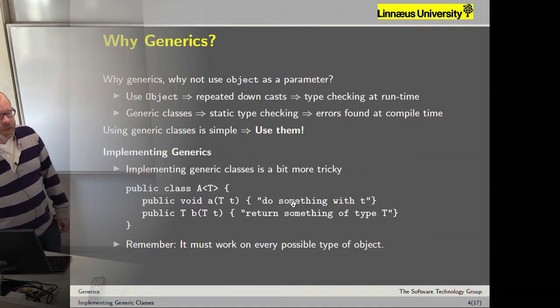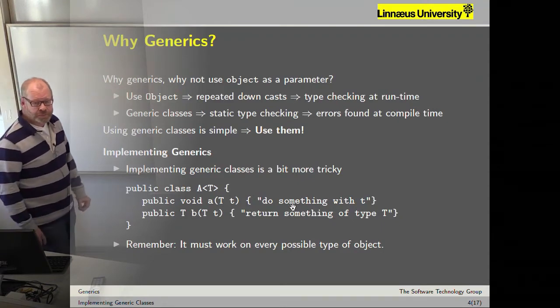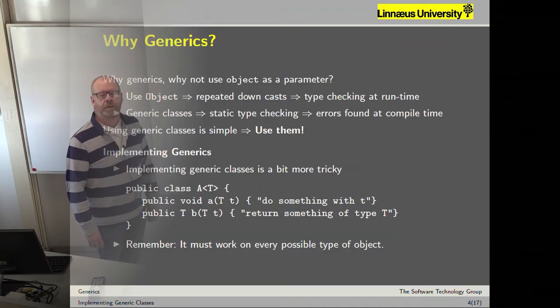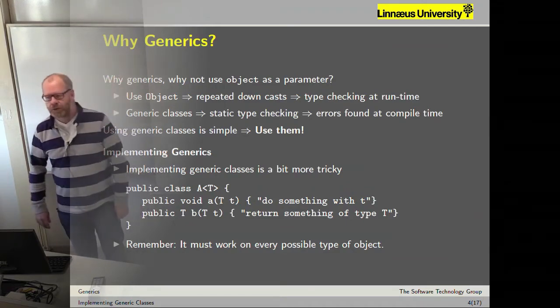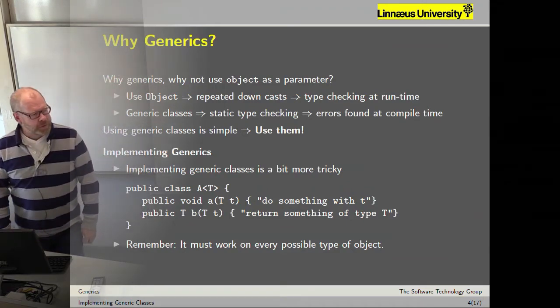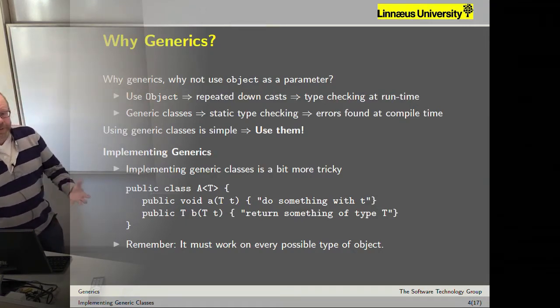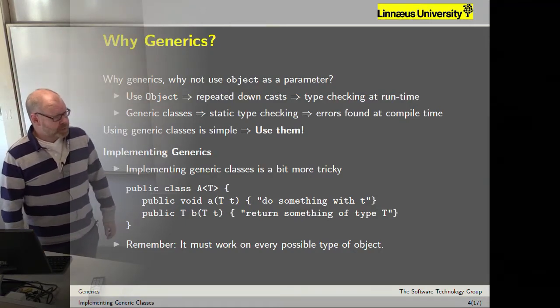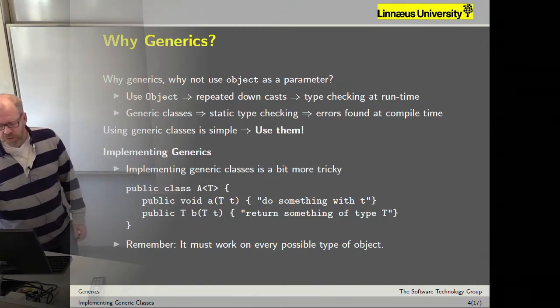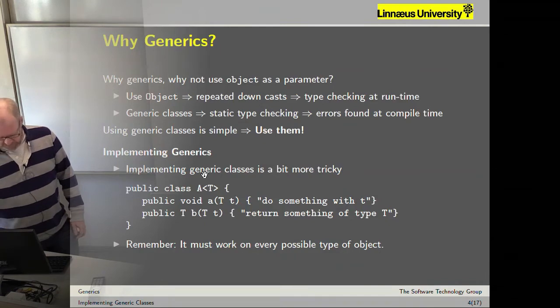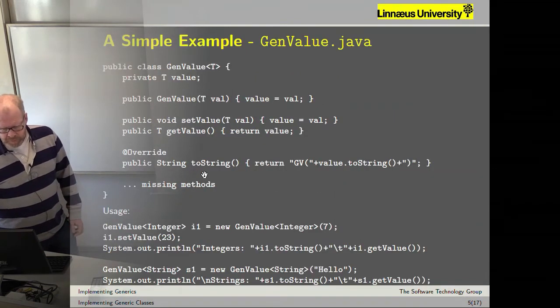What methods do we have in the object class? Equals, hash code, compare to, no, toString. Basically, these are the ones that we can expect. I will show later on how to make it a bit different.